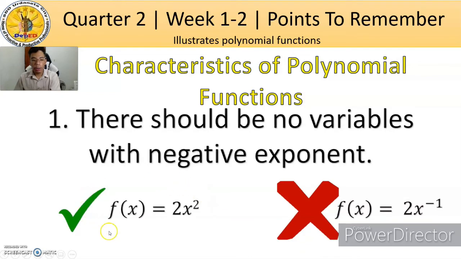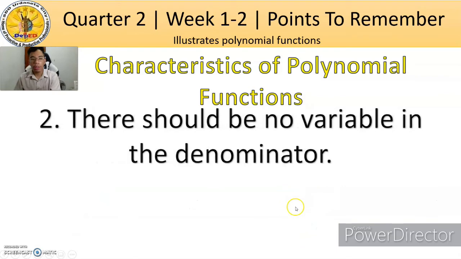So in these two examples, the first example, function of x is equal to 2x squared, passes the first characteristic. But the second example, function of x is equal to 2x raised to negative 1, failed to meet this characteristic. Thus, it would not be considered as a polynomial function. The second one, which is related to the first characteristic, there should be no variable in the denominator.